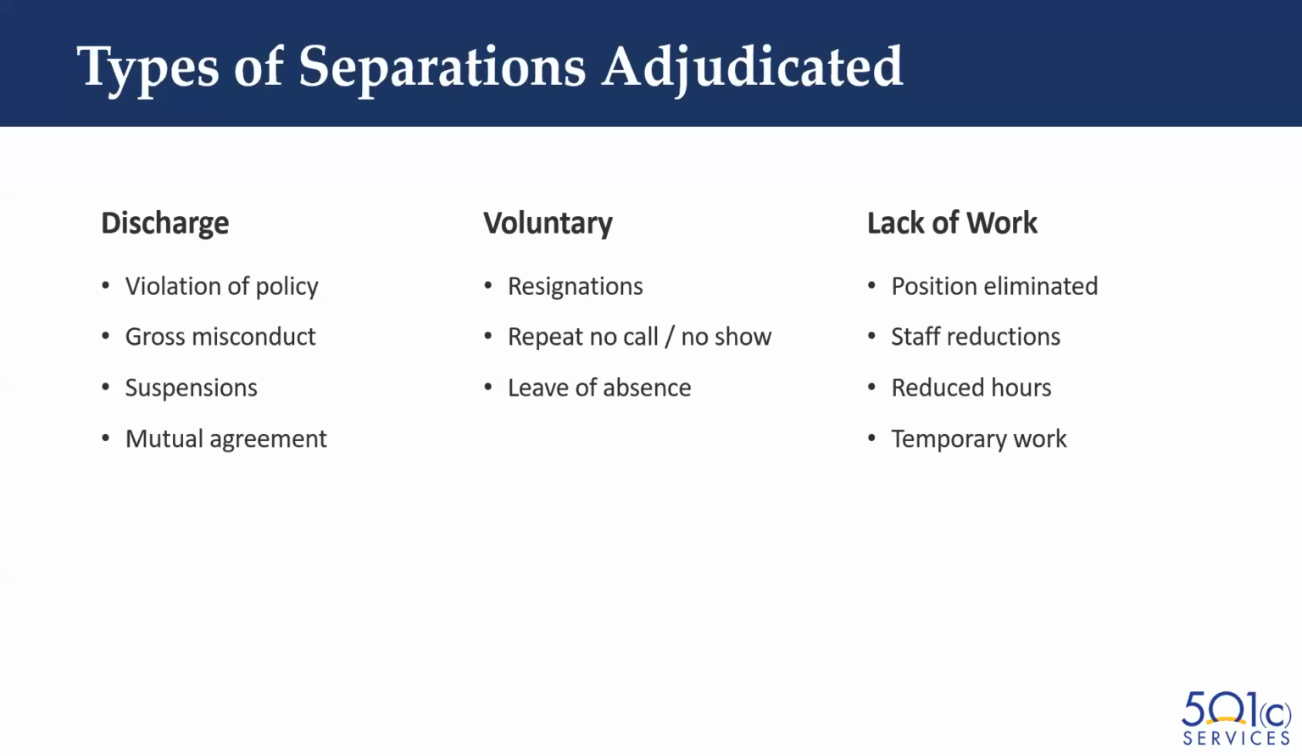And so basically what I want to do is go through each of these types and explain how the state views each one. Most of these categories are pretty self-explanatory, like obviously a discharge if you fire somebody for misconduct or a violation of policy, that's pretty obvious. But what you may not realize is suspensions and mutual agreements, which a mutual agreement is simply, I'm going to let you quit instead of being fired, or, hey, this just isn't working out, let's part ways. Those are going to be adjudicated as discharges, okay?